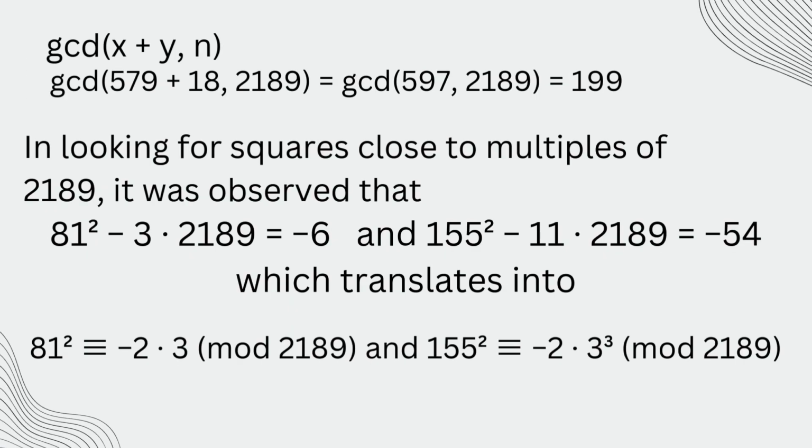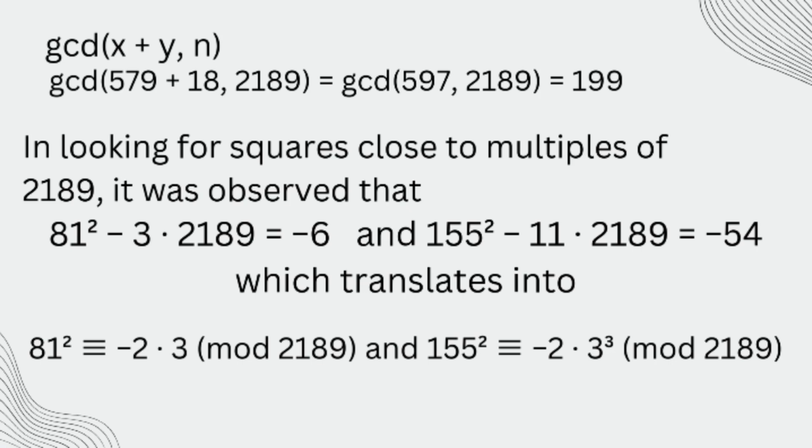So, kanina, ginamit natin yung GCD of x minus y and n. Ngayon naman, ang gagamitin natin ay GCD of x plus y and n. Kaya meron na tayong GCD of 579 plus 18 and 2,189. And then 579 plus 18 is equal to 597, and the GCD of 597 and 2,189 is equal to 199.